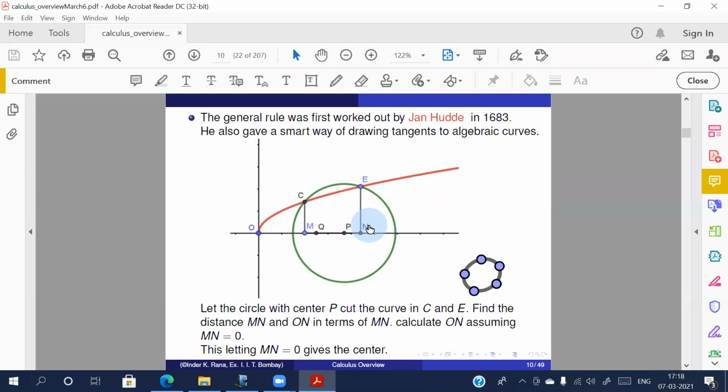Intuitively, that just means, because distance is a linear function, later on we will realize it is a continuous function, that putting it equal to 0 means dragging this point C to E. That can be done very nicely in software called GeoGebra.